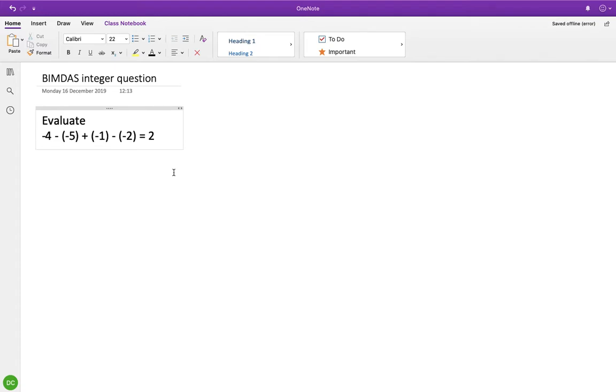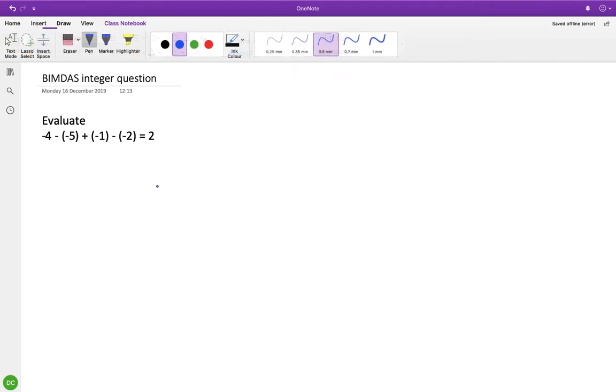Right, so looking at this BIMDAS equation, we're going to start on the left and put in any invisible maths we have. So this says -4, and then it says minus nothing multiplied by -5. Where there's a nothing, that doesn't make any sense, so we have to put in the 1. So now it says -1 multiplied by -5, which makes sense.